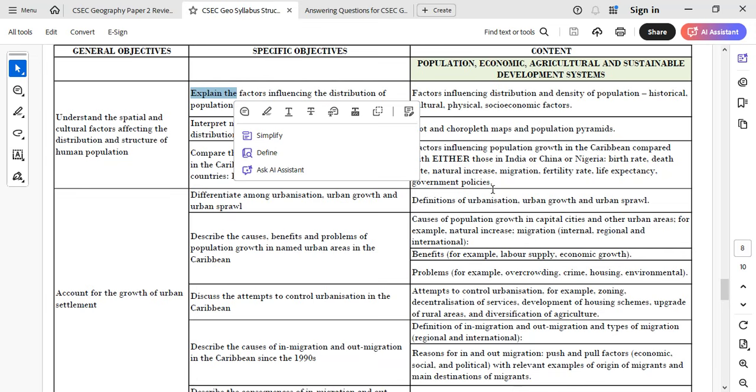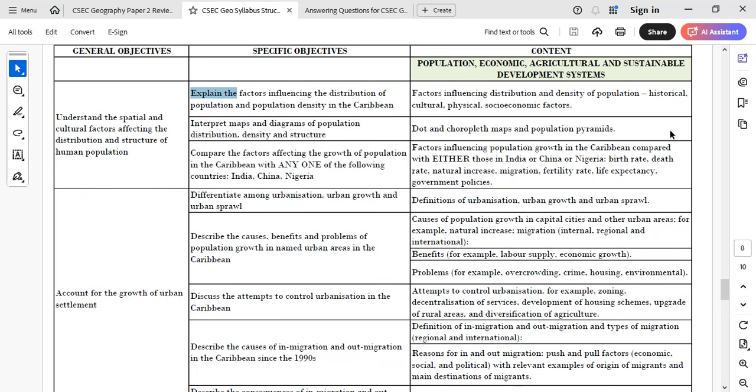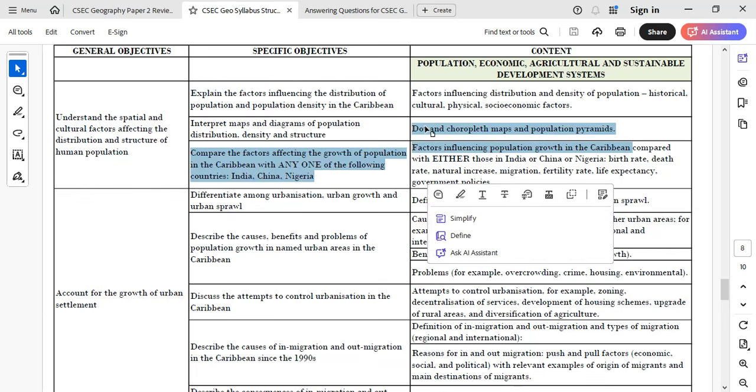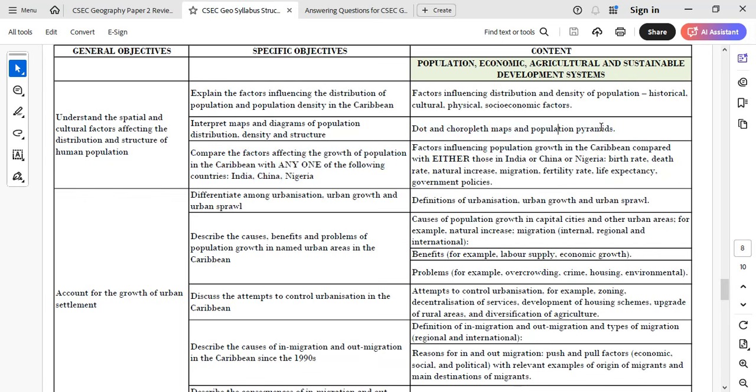Why is there a large distribution there, or uneven distribution, or even distribution or density there? What are some of the broad factors? You need to be able to interpret dot maps, plot maps and population maps as practical skills.